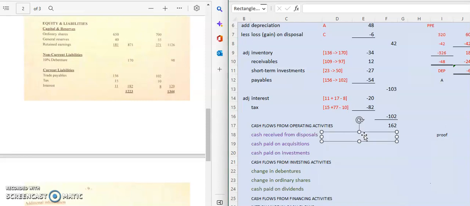I know the part with the cash received from disposal because it told me up front that I got 24, so I don't need to do anything there. But what did I acquire? Did I acquire any assets? Well, let's work out and see.